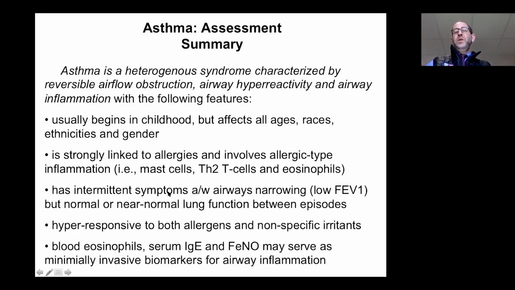The symptoms are intermittent, and they're associated with airway narrowing that lowers your FEV1. But sometimes people can have, and this is quite common, normal or near normal lung function between the episodes. Generally, people are hyper-responsive, and this could be to allergens or even non-specific irritants, sometimes even just laughing or talking loudly. Blood eosinophils, serum IgE levels, and exhaled nitric oxide can serve as minimally invasive biomarkers for airway inflammation.